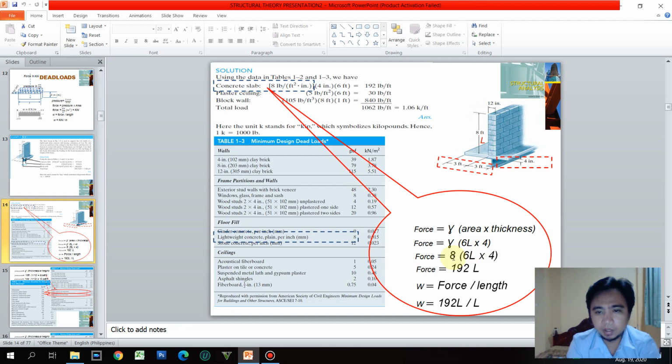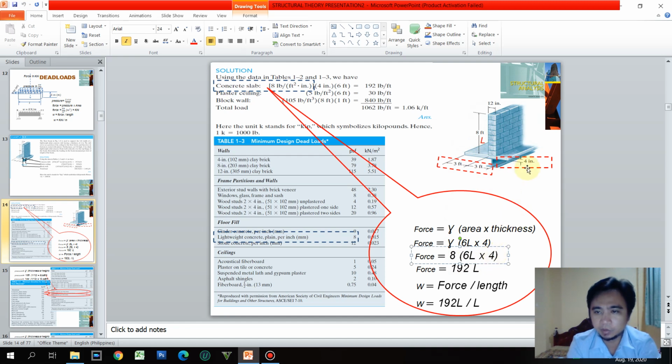So 8 PSF is a pressure, we note that this was derived through gamma. That is why I am placing here an imaginary L for you to understand that one. So what is the volume? So we are actually deriving this slab here. 6 times L times 4.